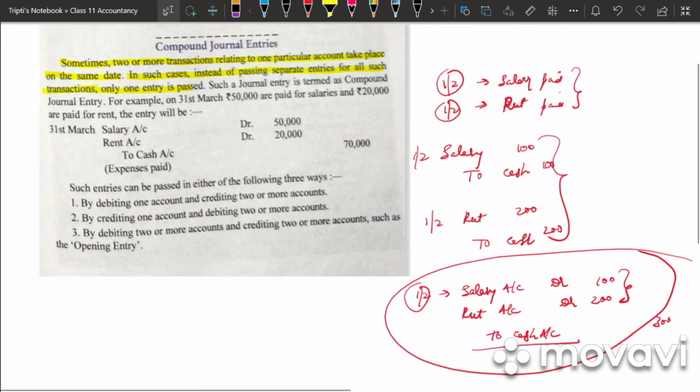Clear? So compound journal entries are very important, and as and when we work out the problem, you would be very clear about the same.